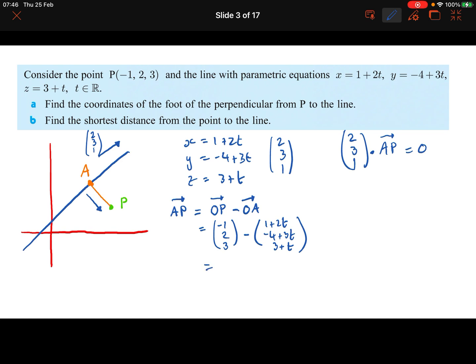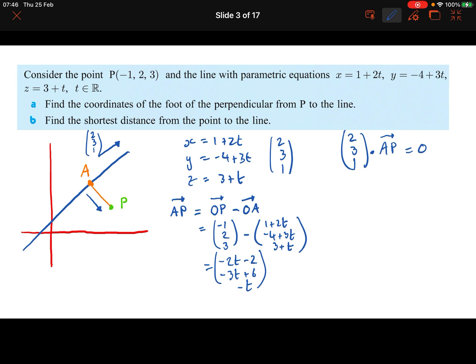So let's do that subtraction. Minus 1, that's going to be 2t minus 2. 2 minus minus 4 is 6, that's going to be 3t. Oh, sorry, no, that's going to be minus 2t minus 2. And it's going to be minus 3t plus 6. And then 3 minus 3 is nothing much. That's going to be negative t. So we found AP, the vector AP, in terms of t.